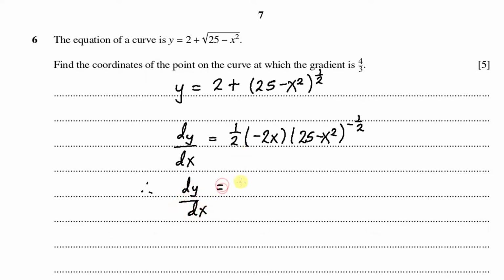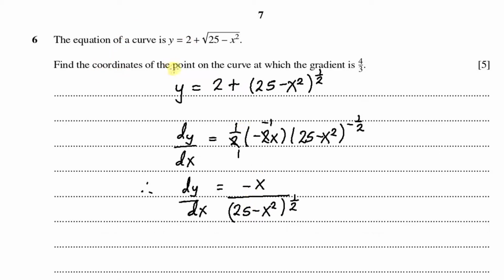which therefore means that dy by dx will come out as half times minus 2x. We get minus x. And here we've got 25 minus x squared to the power of minus a half, which I can write as over 25 minus x squared raised to the power of a positive power. So this is now the gradient function.